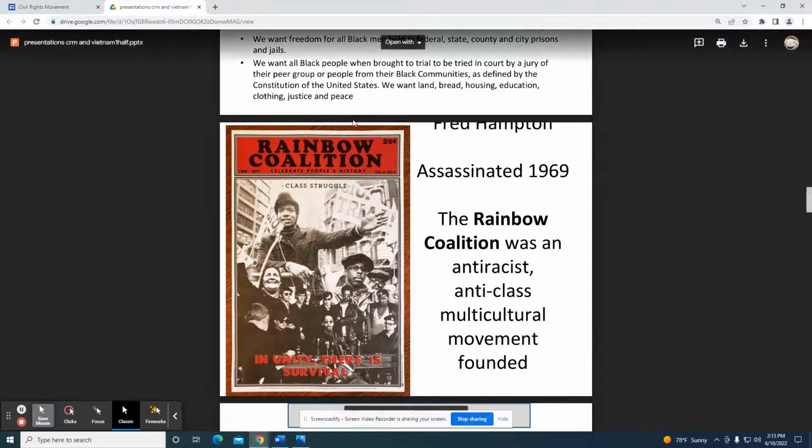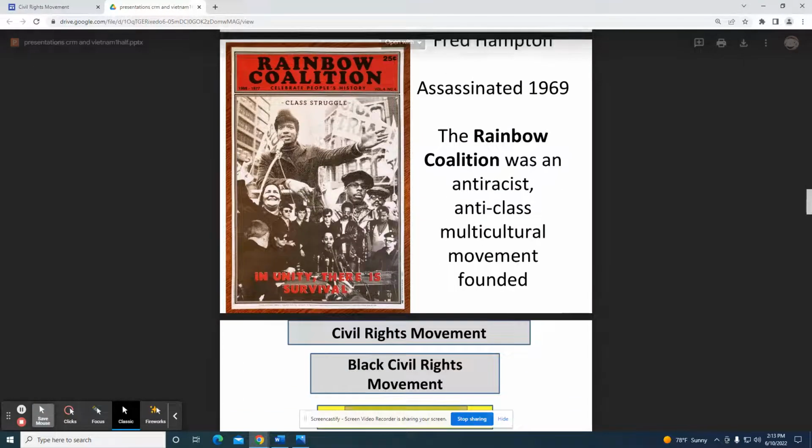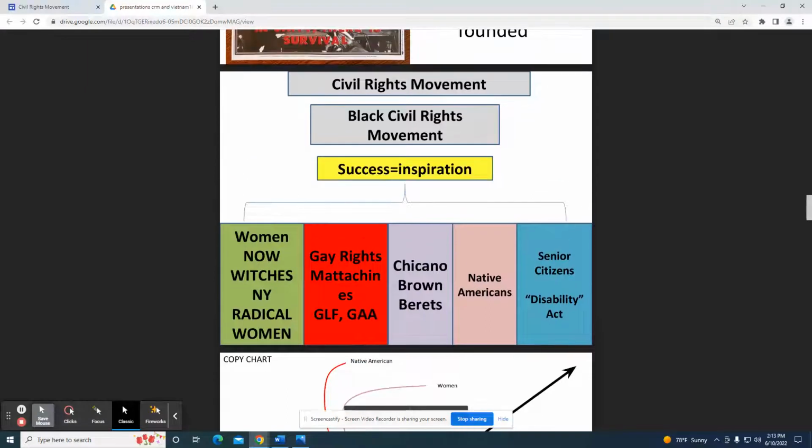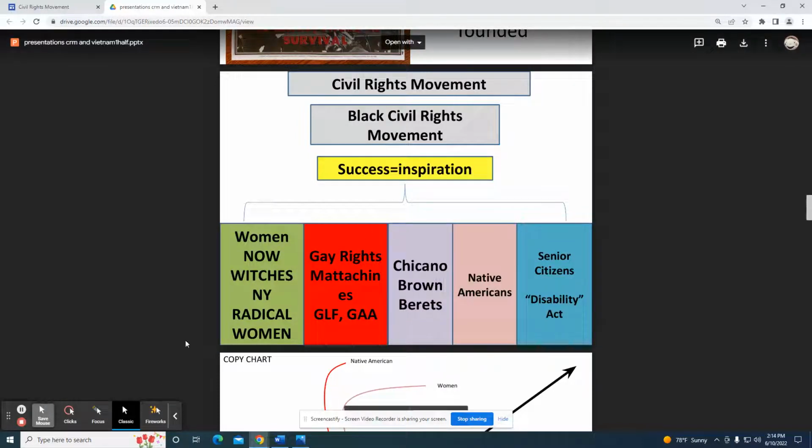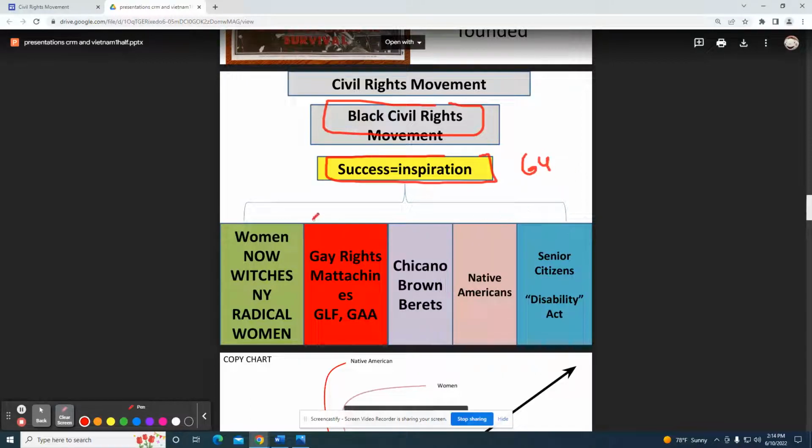Anyway, so Fred Hampton was trying to establish this Rainbow Coalition that really was looking at some of the oppressed groups of America. One of the successes of the Black Civil Rights Movement was how it started to act as inspiration for other groups. So on this particular slide, the way you want to read this is that the Black Civil Rights Movement that starts with Emmett Till starts to experience some success, especially in '64 with the Civil Rights Act.